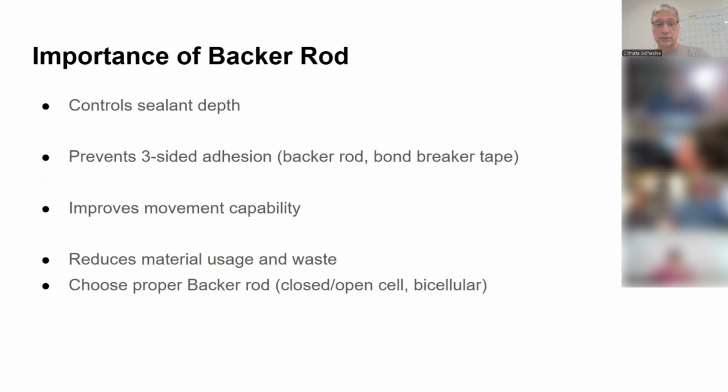Okay. So your back rod is going to improve your movement capability because you're controlling the depth of the joint, which is the key here. And then obviously you're reducing material usage and waste, right? If you're filling that joint full depth, say it's 3/4 of an inch deep, you're going to use a lot more material than if it's a half or a 1/4 inch deep. And then importance of choosing the correct back rod, I think that's the next slide here.